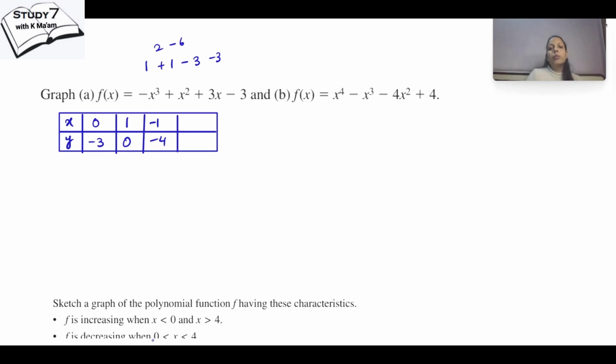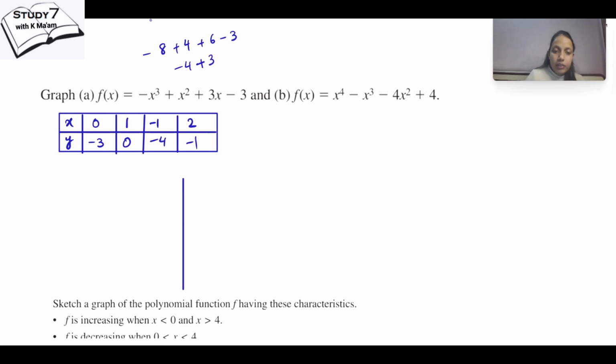You can check for one more value, 2. Cube of 2 is 8, plus 2 square is 4, 3 times 2 is 6, minus 3. Minus 4 plus 3 is negative 1.